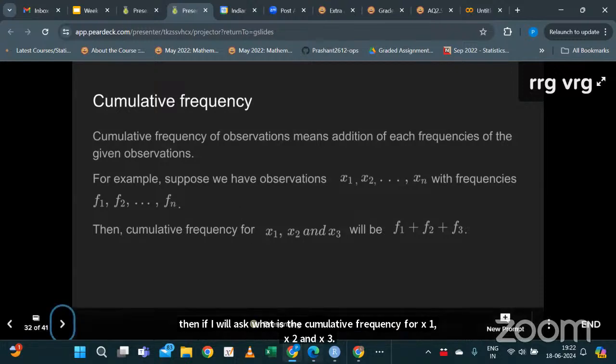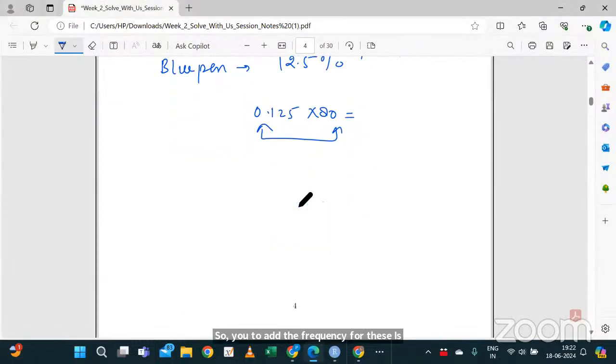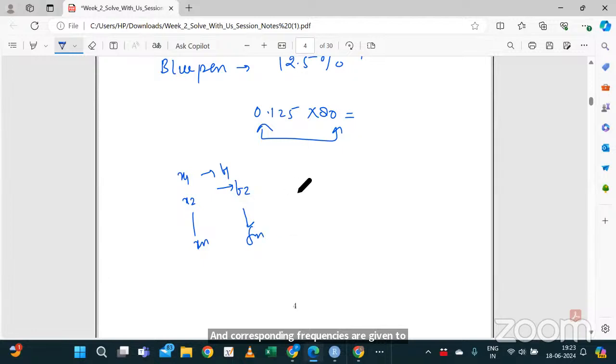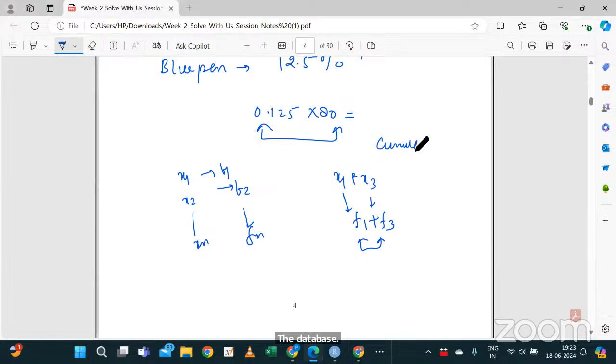Is this clear, right? Suppose x1, x2, xn are given to you, and corresponding frequencies are given. If I ask what the cumulative frequency is for x1 and x3, you will simply add the frequencies f1 and f3. Are you getting my point? Yes, sir. Can you please repeat once again, sir? Okay, so this is called cumulative frequency.